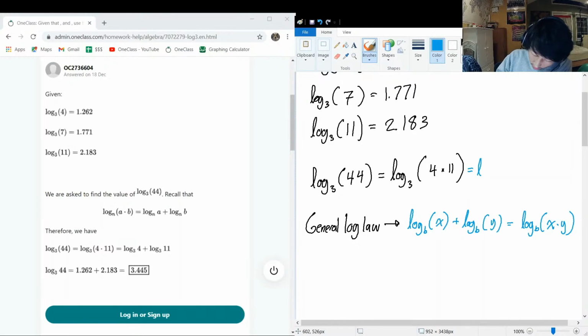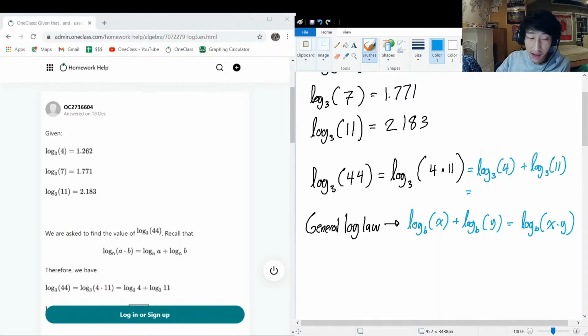Okay, so given that, let's apply this rule to the situation that we have here. So this is equal to log base 3 of 4 plus log base 3 of 11. And hey, weren't we given those? I sure think we have. So we have 1.262 for log base 3 of 4, and then plus 2.183.